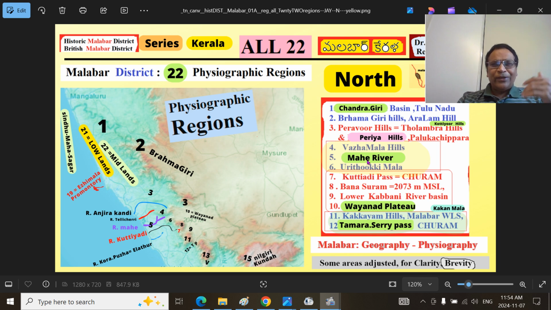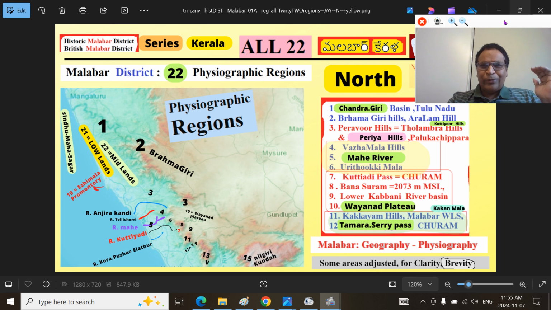Next to the west side of the Mahi River is the Telisheri River, where British conquistadors established their European imperial post at Taliseri. Taliseri, British; Mahi, French.